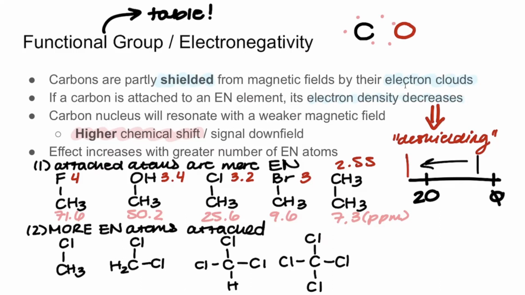And hopefully this makes a little bit of sense, because imagine, like we talked about earlier, if your carbon is next to a really electronegative atom, that's going to cause some deshielding. It's going to want to tug away those electrons. So if there are a bunch of electronegative atoms, that's going to be a lot more tugging, a lot more deshielding. Any questions on that so far?